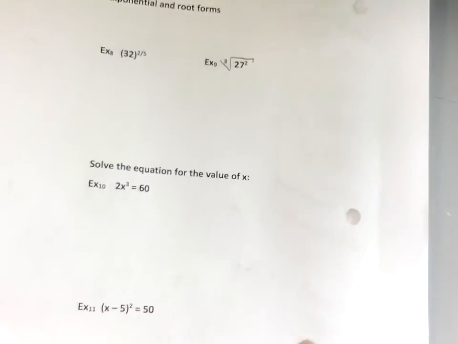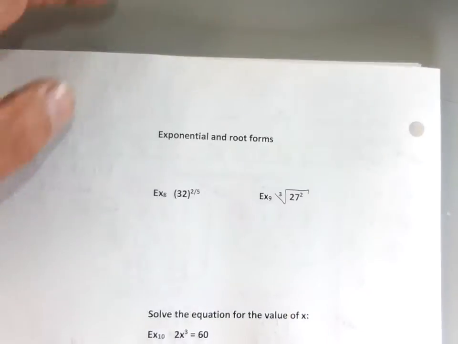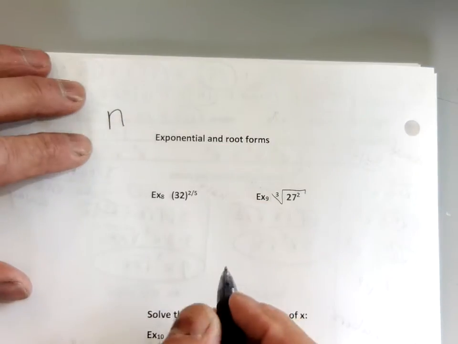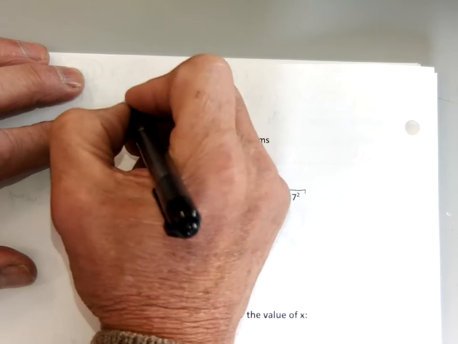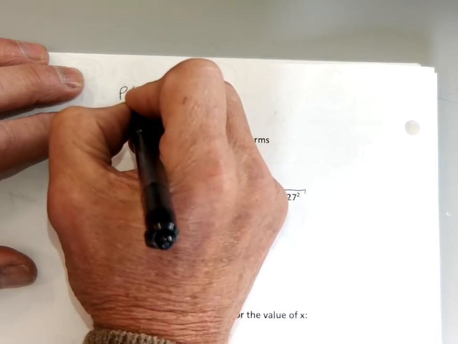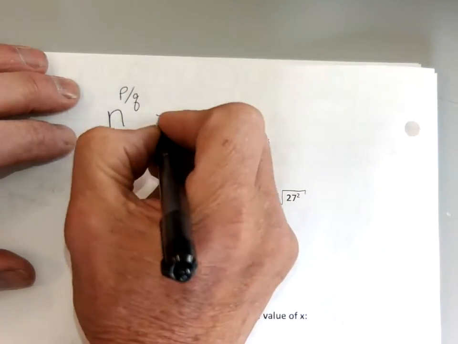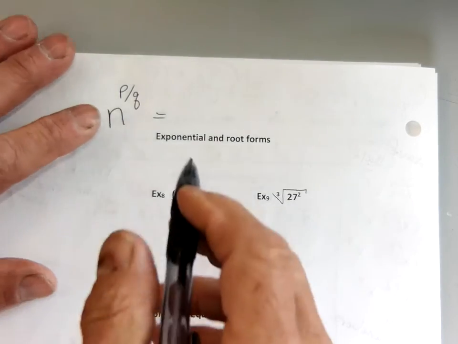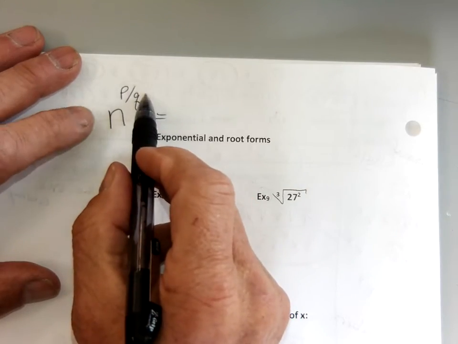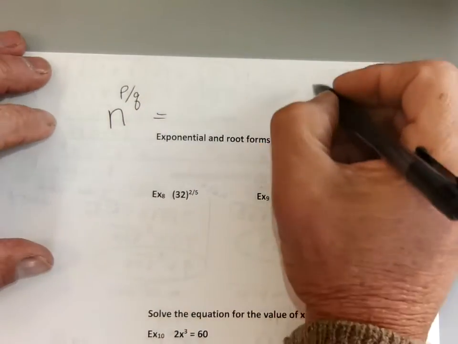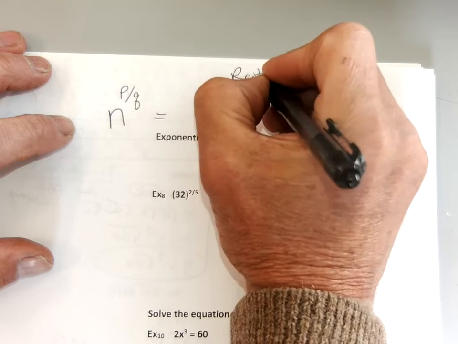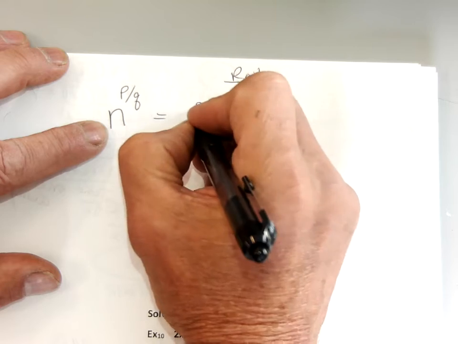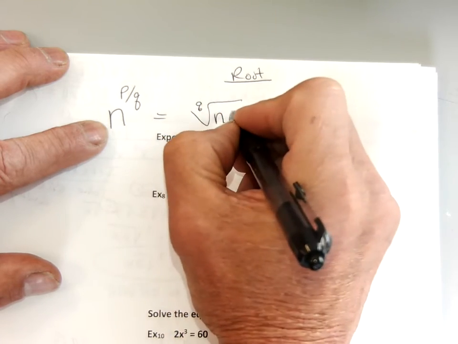All right, now, here's a rule. If you have a number, any number, to an exponent, say p over q, please write this down. Then you can rewrite this as a square root or as a root. I'm going to write this as the q root of n to the p.